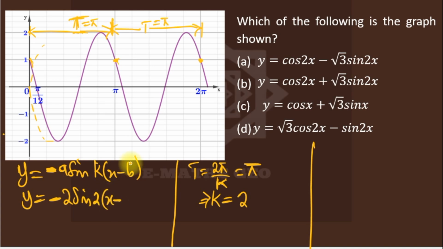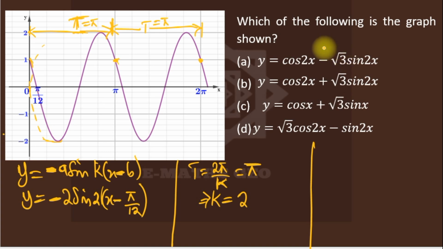X minus. Shifting to the right is minus. Shifting to the left is plus. So that's why I have minus. And how many did we shift? We shifted pi over 12 units. As you can see, assuming it were the original graph, it would start from 0, but it started from pi over 12. So that's the shift from here to here. That's the phase angle, which is pi over 12.